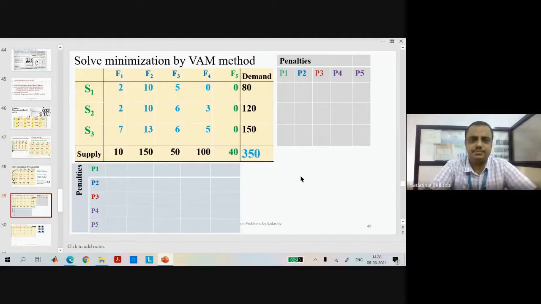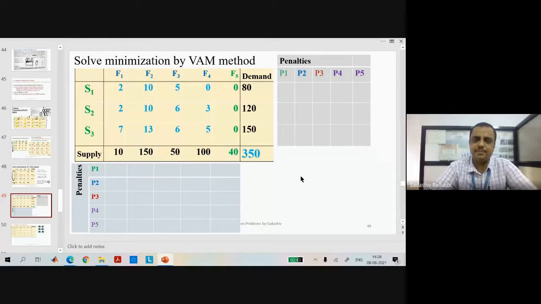After that, solve the minimization by the VAM method. I have already solved any number of problems, but still today I will again explain the VAM method, because this is the last problem I am explaining on VAM. And from the next class I will start with the next topic. The VAM method is also called the penalty method. Now we are applying the VAM method for the minimization problem.